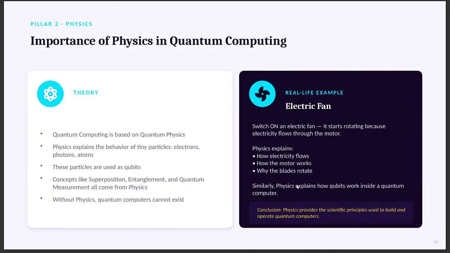Now let's move to the second pillar, which is physics, the main pillar, I will say. If mathematics is the language, then physics is the science behind quantum computing. Think about this: can you build an aeroplane or helicopter without understanding aerodynamics? Can you build it? Let me know in the comment section.